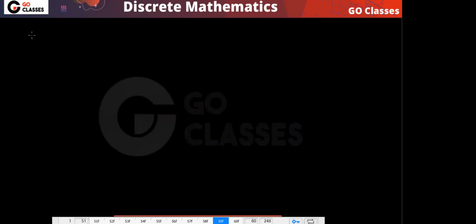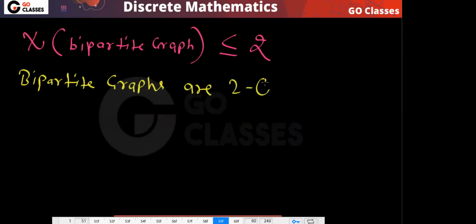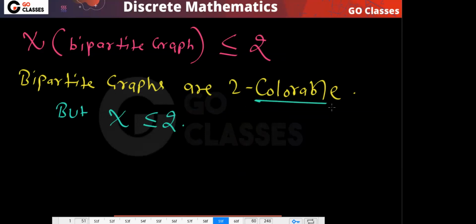For a bipartite graph, what will be the chromatic number? If I directly ask you about the bipartite graph's chromatic number, that will be less than or equal to 2. It means bipartite graphs are 2-colorable. Remember, bipartite graphs are 2-colorable because you need at most 2 colors. But the chromatic number is less than or equal to 2. Remember, 2-colorable simply means chromatic number is less than or equal to 2.